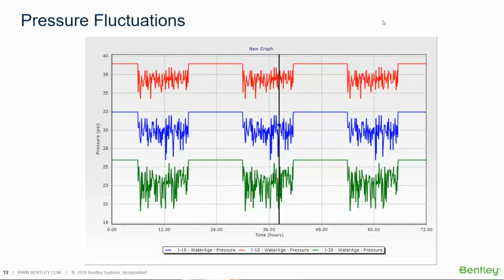Here's a building where at night the pressures are pretty constant because nobody's in the office building. But during the day, you can watch the pressure fluctuations. And the bottom floor in red has the highest pressures, while as you get up to the third floor of the building, you get a lot more pressure variation because of the elevation difference. We can also do things like tracking water age.